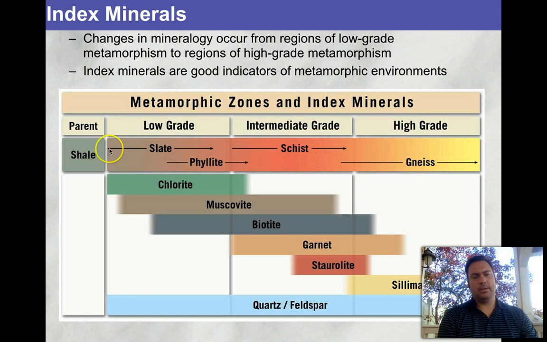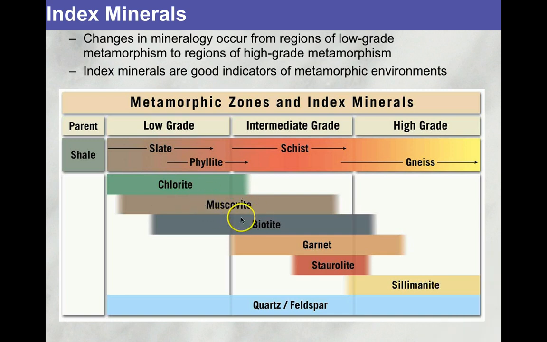Shale tends to transition to a slate, into a phyllite, to a schist, into a gneiss. We've covered this several times now. But here are the index minerals. We know that we're in the slate zone when we have chlorite. And then chlorite will transition into muscovite. And if we look at biotite and garnet and staurolite and sillimanite, now you might be asking yourself, big deal. If I have sillimanite, I have a gneiss. If I have biotite, I have a phyllite or a schist.